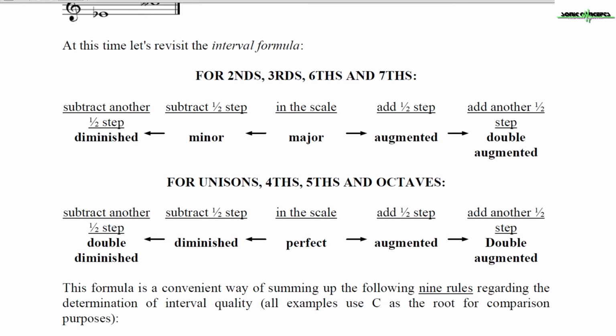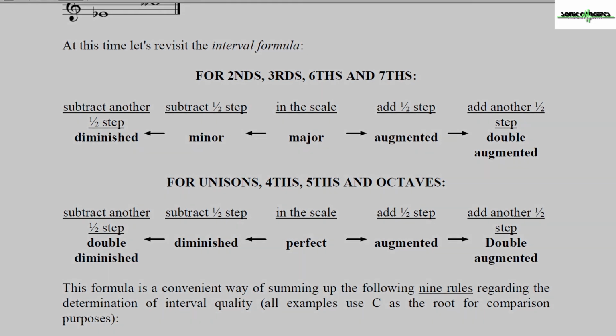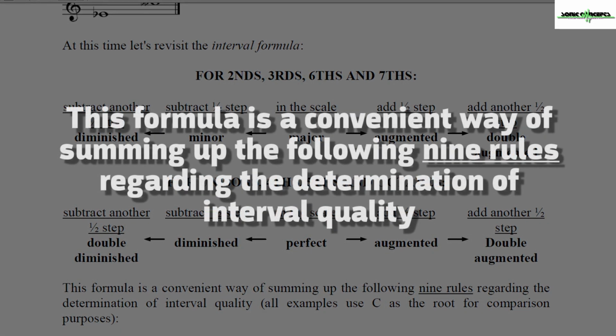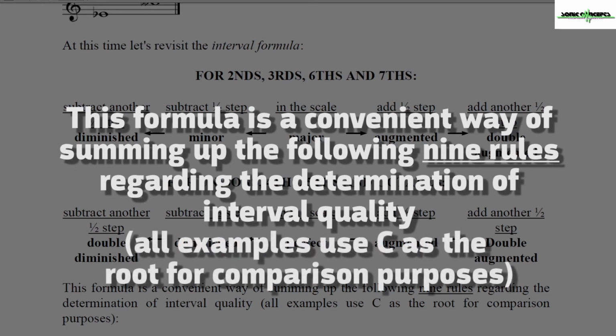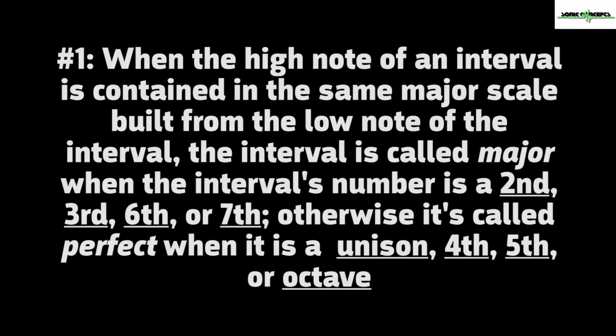At this time, let's revisit the interval formula. Notice this formula is a convenient way of summing up the following 9 rules regarding the determination of interval quality. Incidentally, all of the following examples use C as the root for comparison purposes. Number 1. When the high note of an interval is contained in the same major scale built from the low note of the interval, it is called major when the interval's number is a second, third, sixth, or seventh. Otherwise, it is called perfect when it is a unison, fourth, fifth, or octave.